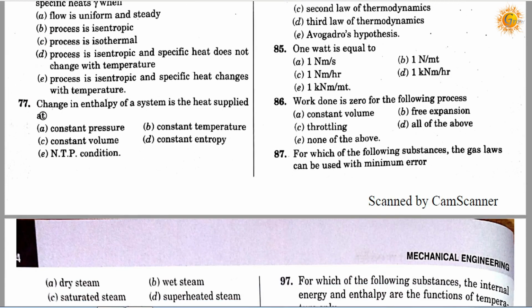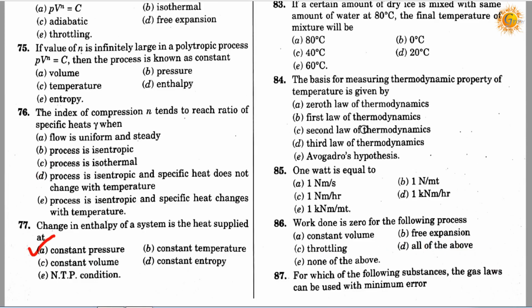Question 77. Change in enthalpy of a system is the heat supplied at option A constant pressure, option B constant temperature, option C constant volume, option D constant enthalpy, option E NTP condition. So the answer is A, it will be constant pressure.